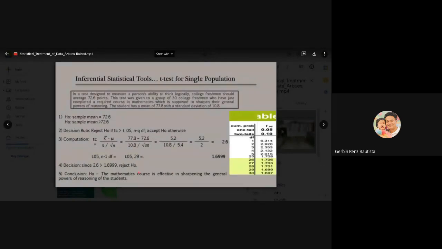hypothesis. The conclusion is that the alternative hypothesis holds: the mathematics course is effective in sharpening the general powers of reasoning of the students.